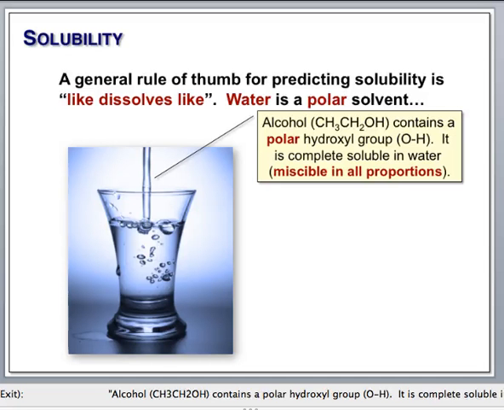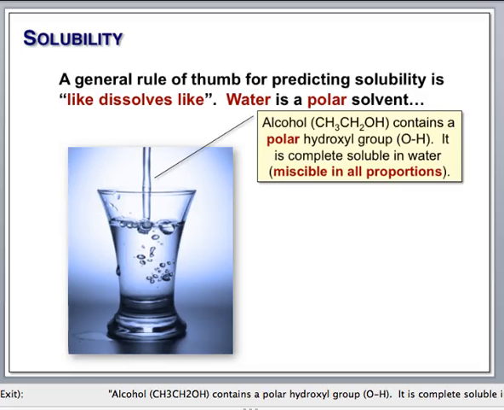If you think about ethanol, this is the alcohol of consumption, CH3CH2OH. The OH bond here is polar, just like the OH bonds in water. So alcohol can interact with water, and when it does, it dissolves. Alcohol, it turns out, is miscible in all proportions with water. That means you can mix it as much as you want, any proportions you want, and it forms a clear solution. So that's miscible in all proportions.